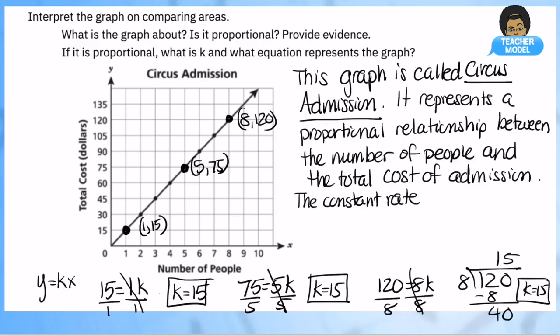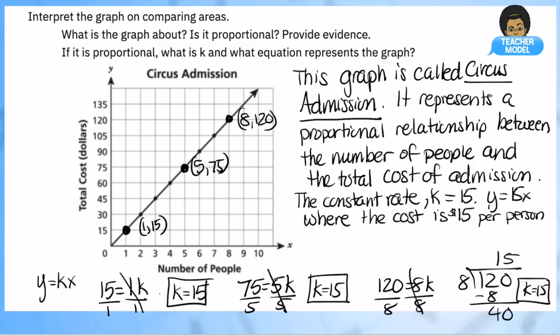The constant rate K is equal to 15. Y equals 15x, where the cost is $15 per person. See how that means for every person is 15? So K equals 15, Y equals 15x, where the cost is $15 per person. And there you go, Math Marbles.